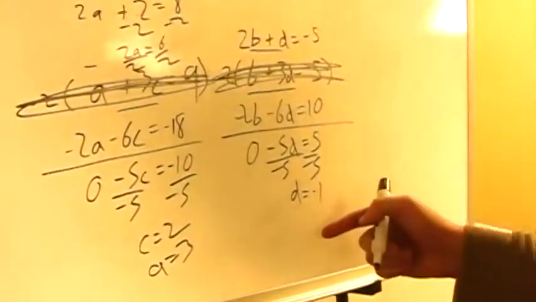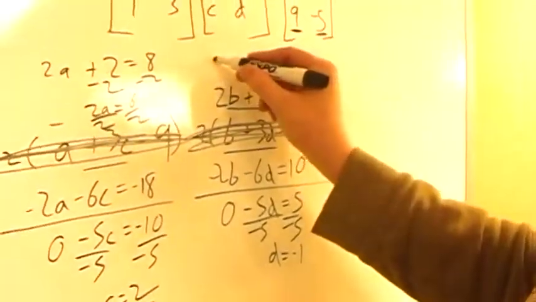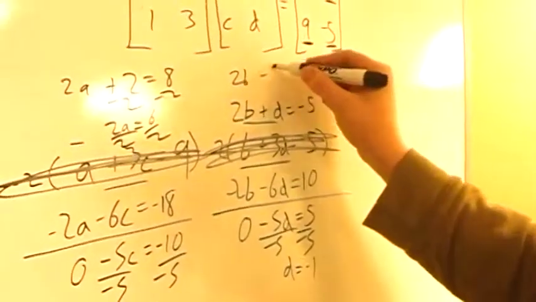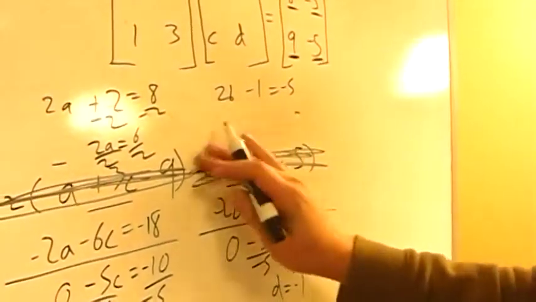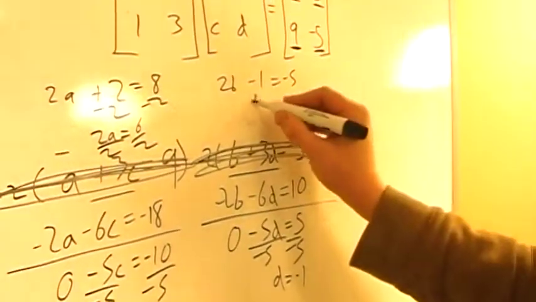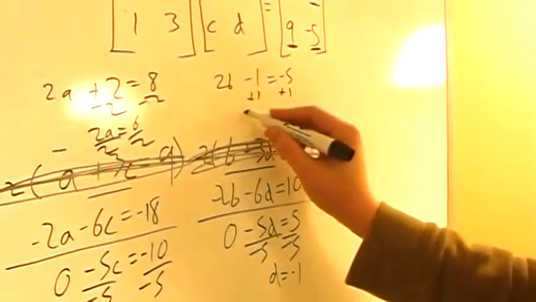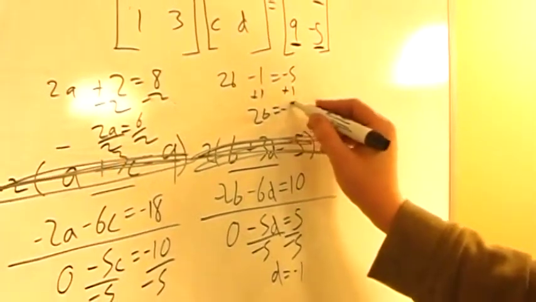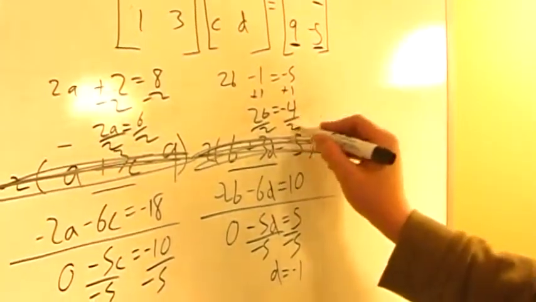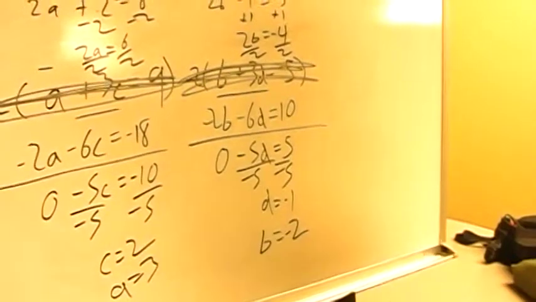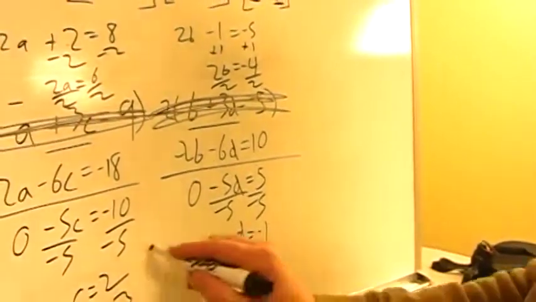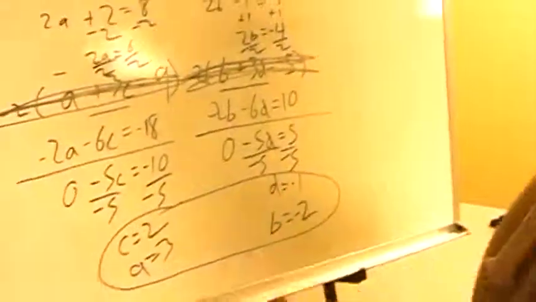I'm going to go back up here and plug it in. 2B minus 1 equals -5. Simple algebra: we add the 1 on both sides, and 2B equals -4. Divide, and we know that B is going to give us a -2. And that's it. Those are our answers. A lot of steps, but it all comes back down to algebra.